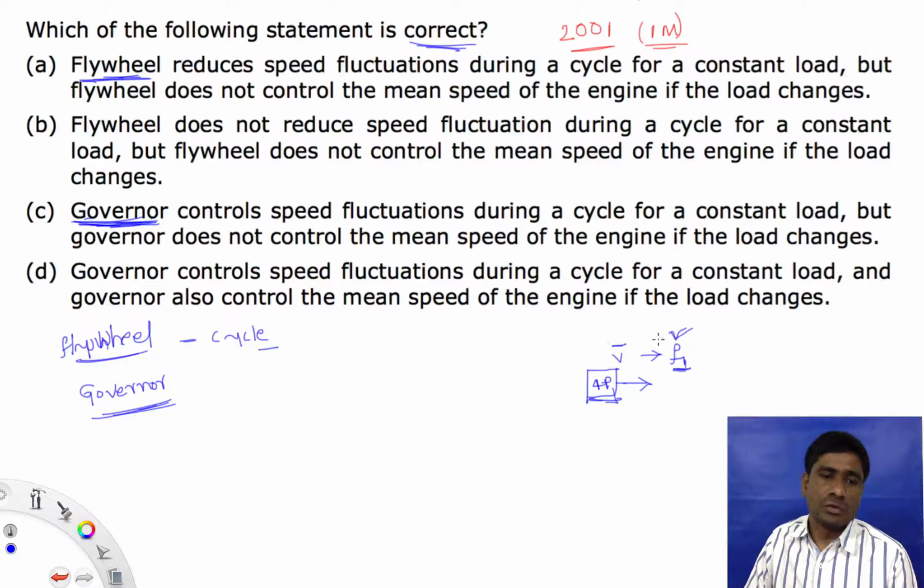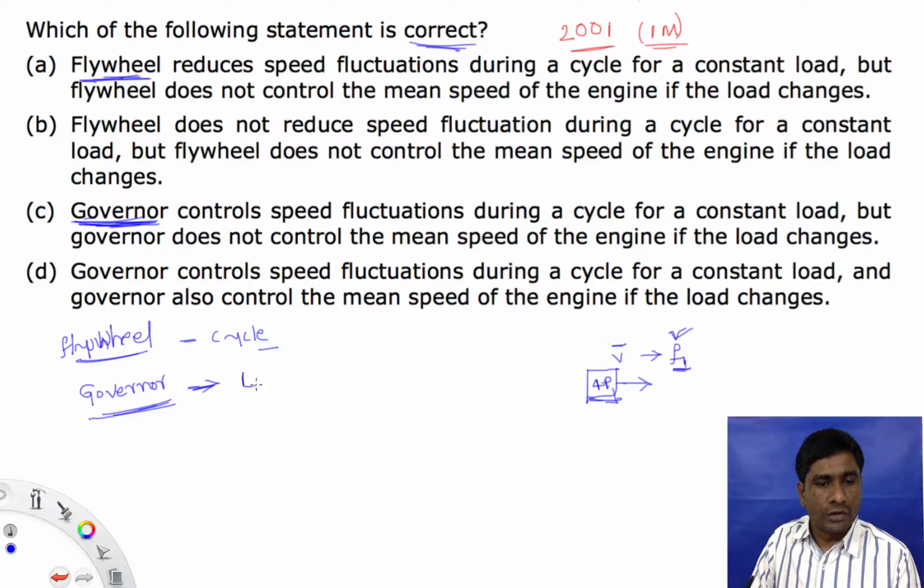So how to cut it out? That's where the governor comes in. The governor is sensitive to the output load variations.